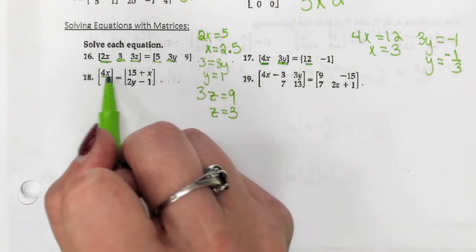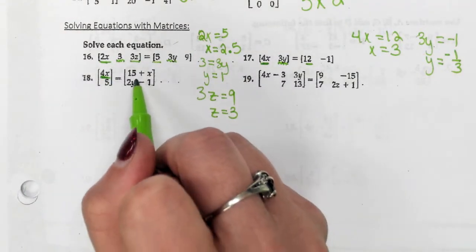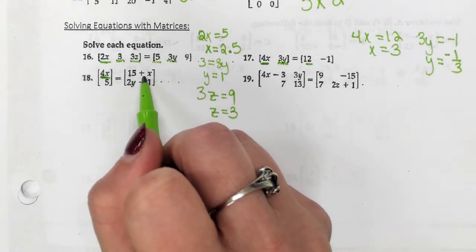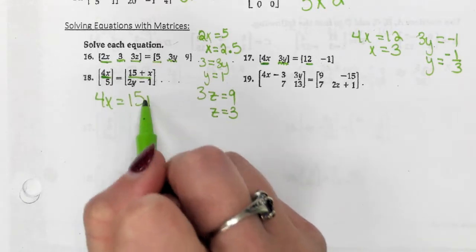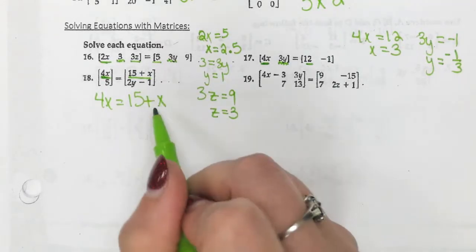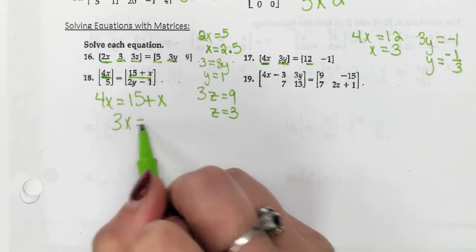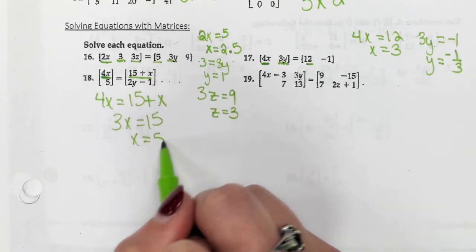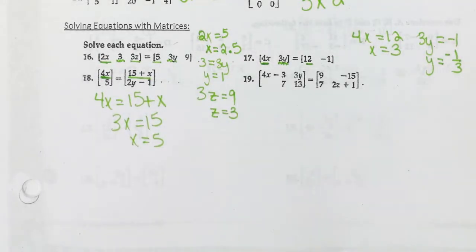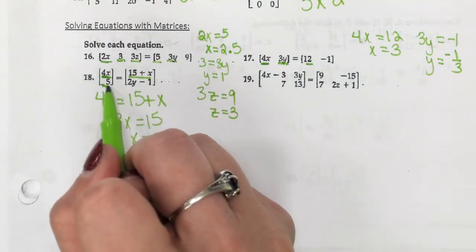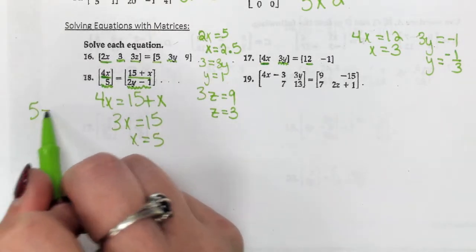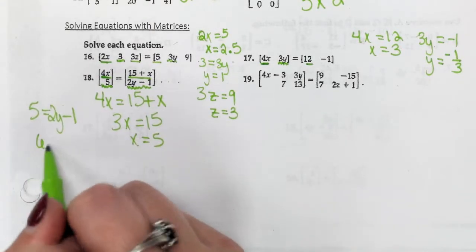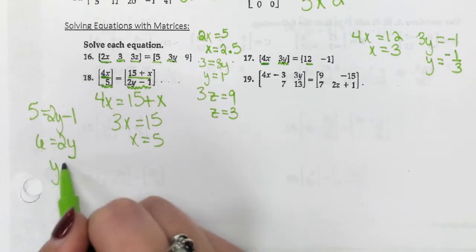All right, here we go. 4x is equal to what? Plus x. There you go, the whole thing. So this one's a little bit different. How do you get to solve for x on this one? There you go. Minus the x, you would get 3x. Divide, and you get 5. So we should have nothing but hundreds on this quiz next week, right? Okay. All right, and then 5 is equal to 2y minus 1. Add the 1, you get 6. y equals 3. Perfect.